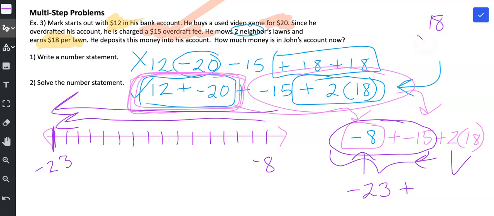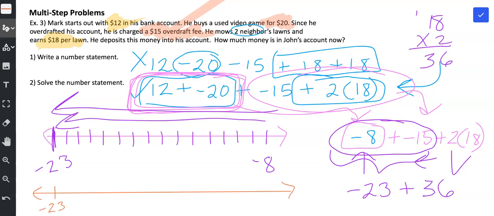Well, 18 times 2, let me multiply that really fast. 8 times 2 is 16. So I put a 6 here, carry the 1. 1 times 2 is 2 plus 1 is 3. So I'm adding 36 to -23.